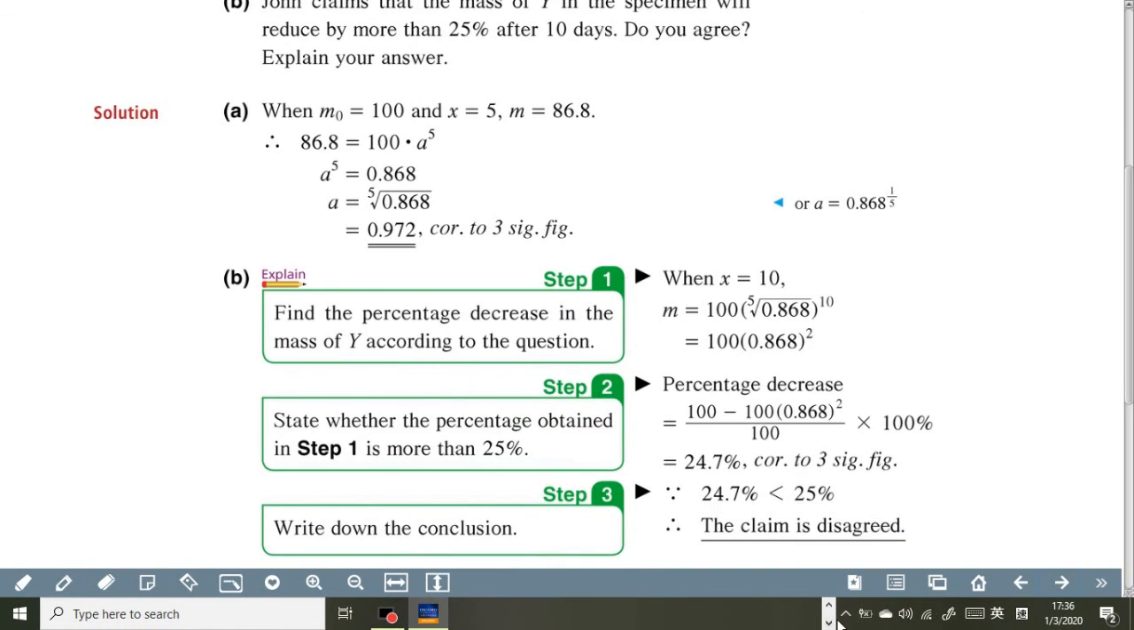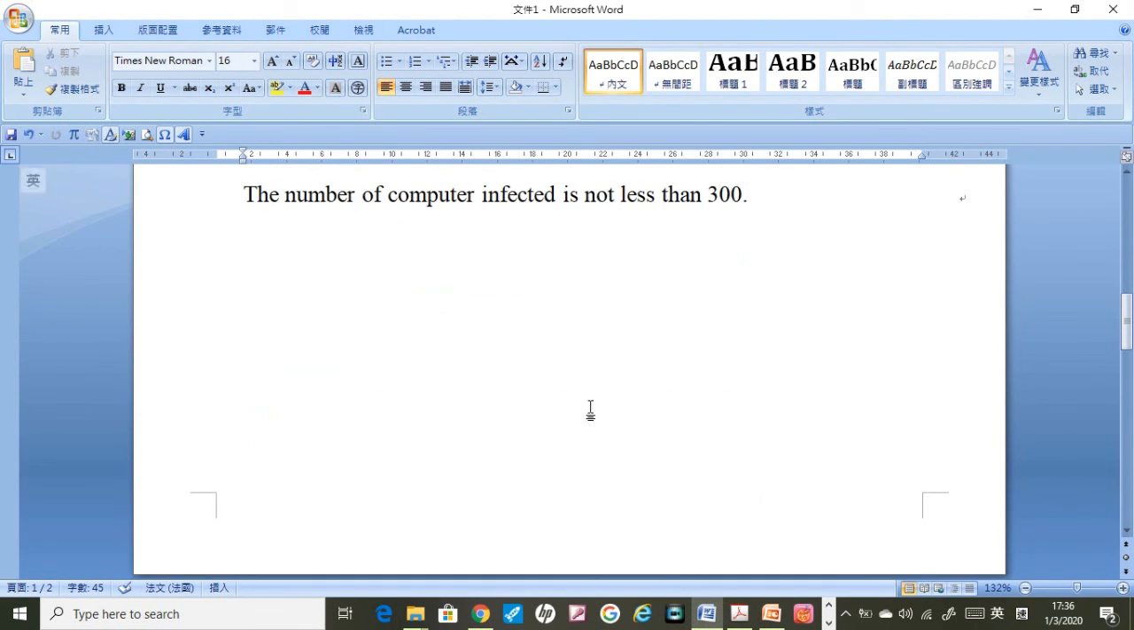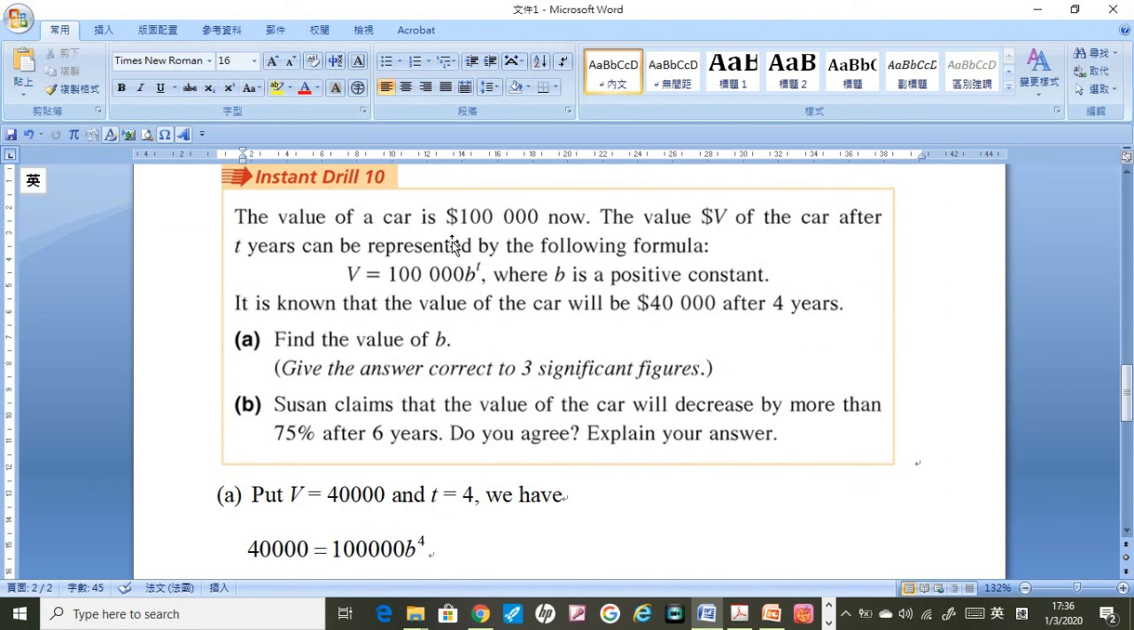Now let's look at the last example of this chapter. The value of a car is 100,000 now. That means when t equal to 0, the value of it is 100,000. So this one is just like the m0 of the previous example. And the value V will follow a formula like this: 100,000 times b to the power t. It is known that the value of the car will be 40,000 after 4 years. You want to find the value of b.